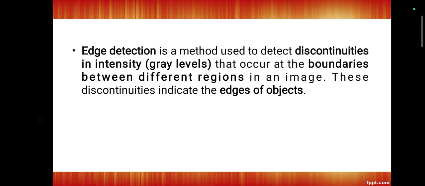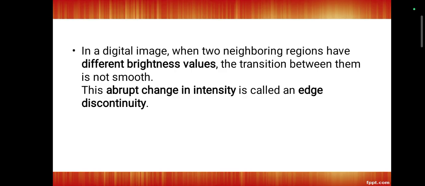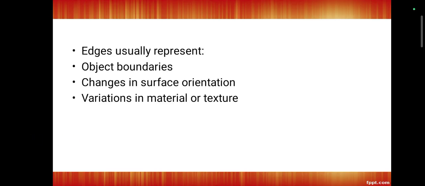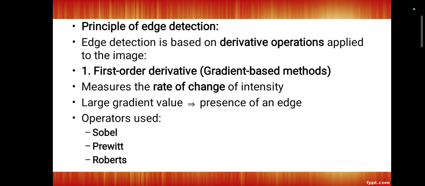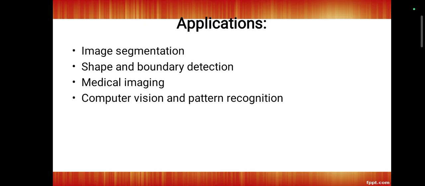Edge detection: discontinuities are discontinuities in intensity gray levels that occur at boundaries between different regions. Here the abrupt change in intensity is called an edge discontinuity. Edges are used to represent object boundaries, changes in surface orientation, and variations in material texture. The principle of edge detection is the first order derivative function, and its applications are image segmentation and medical imaging.